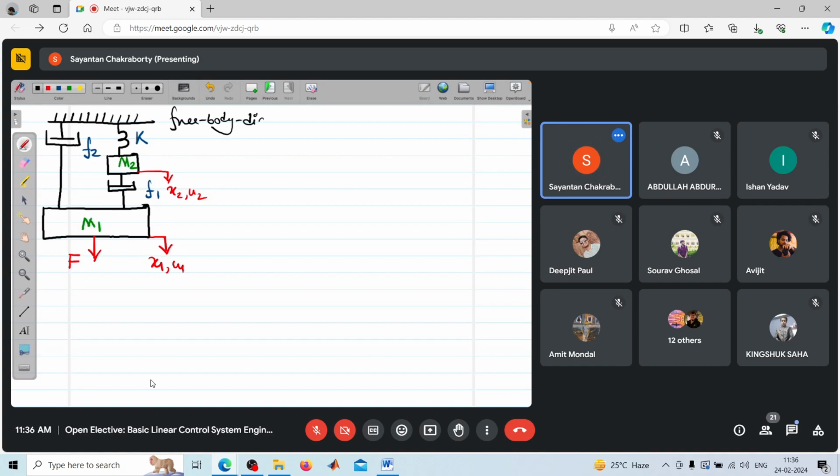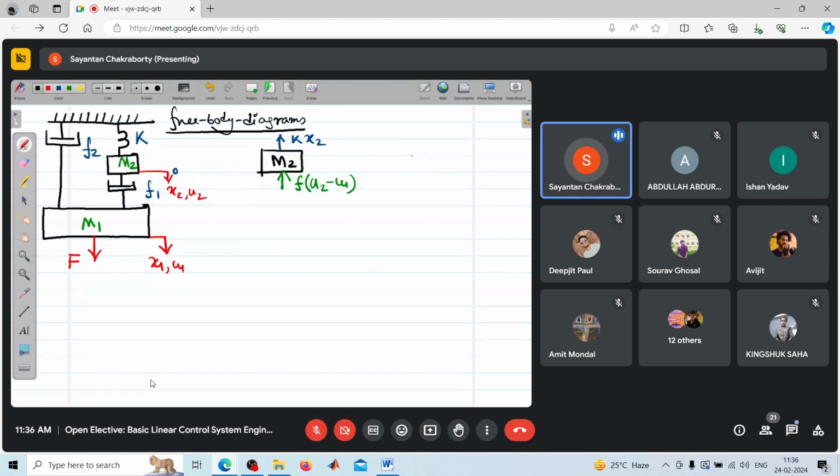free body diagrams. Say for mass m2 that we have here, we have an upward pulling force, this spring k, and displacement is x2, assuming this to be the 0 point, and this damper will produce a force in upward direction F (u2 minus u1).